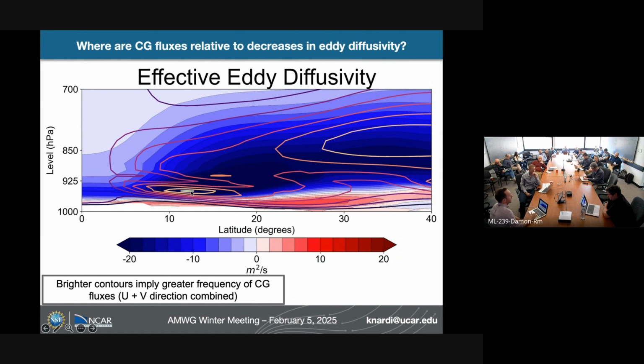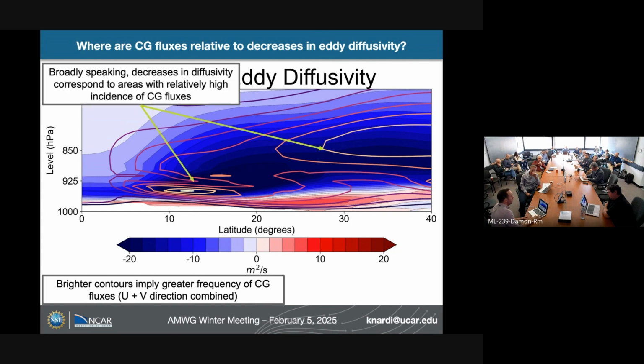So the lighter contours here imply that there's a higher incidence of counter gradient fluxes. And broadly speaking, we see some spatial relationship between the incidence of counter gradient fluxes and the highest reduction in diffusivity, implying that when we add buoyant production and turbulent advection, that is essentially countering potentially other terms that are producing momentum flux, for example, turbulent production. And so it seems to be some sort of influence here, some sort of relationship between the spatial pattern of diffusivity change and where the counter gradient fluxes are occurring.